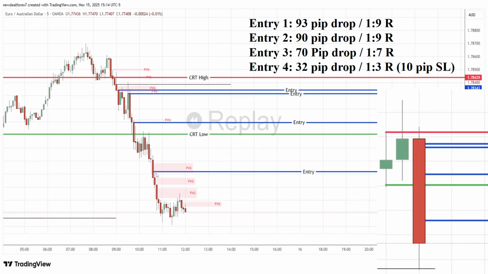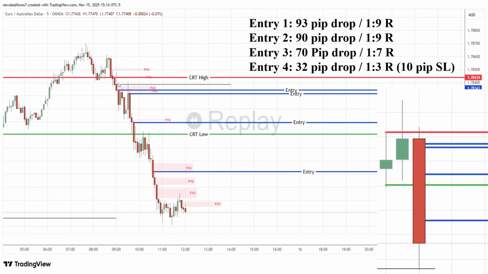And then another one here. This is outside the range, but this also gave another 32 pips. So I just included the pip count of each one. This first one on the top gave 1 to 9. This is assuming a 10 pip stop loss on each of these. So it gave 1 to 9. This one gave 1 to 9. This one gave 7 times risk. And this one gave 3 times risk.